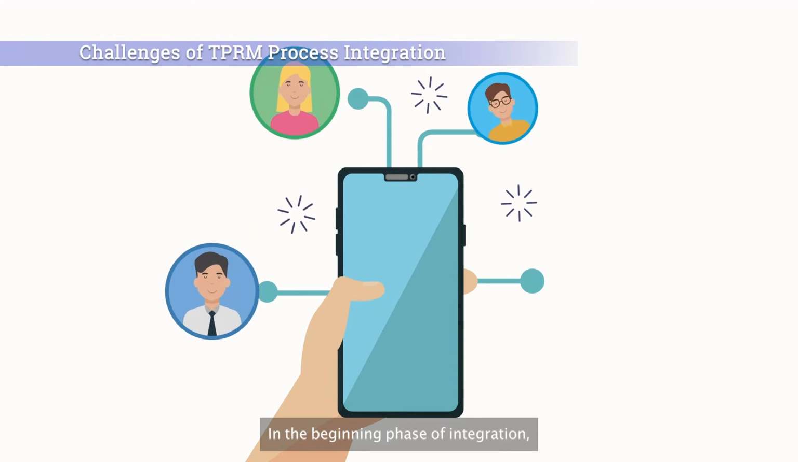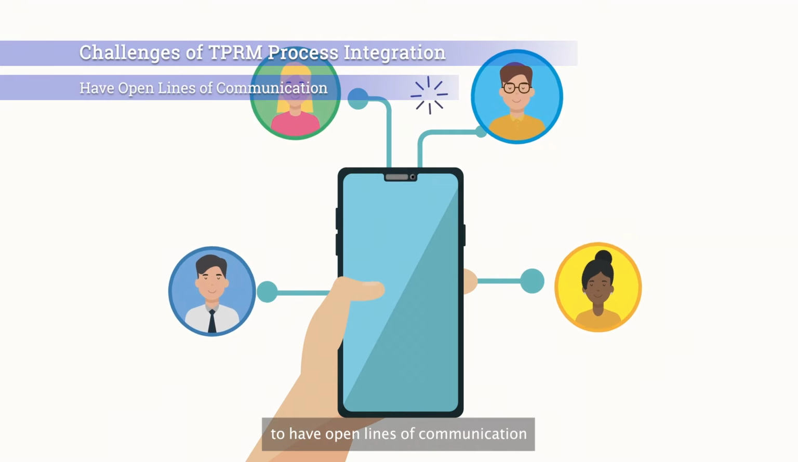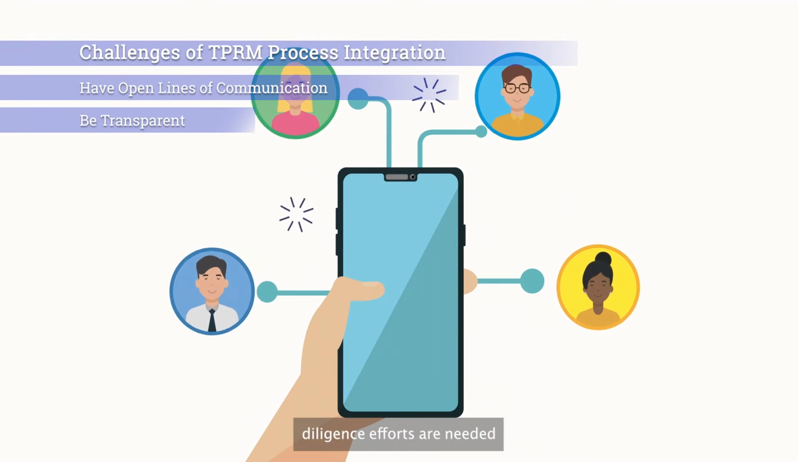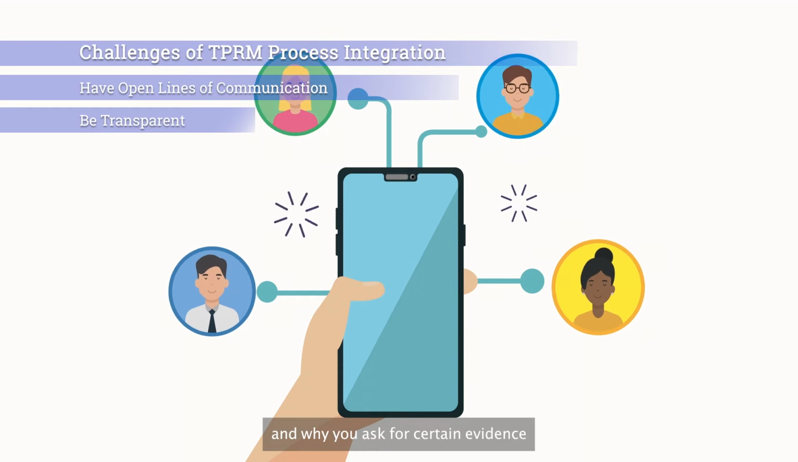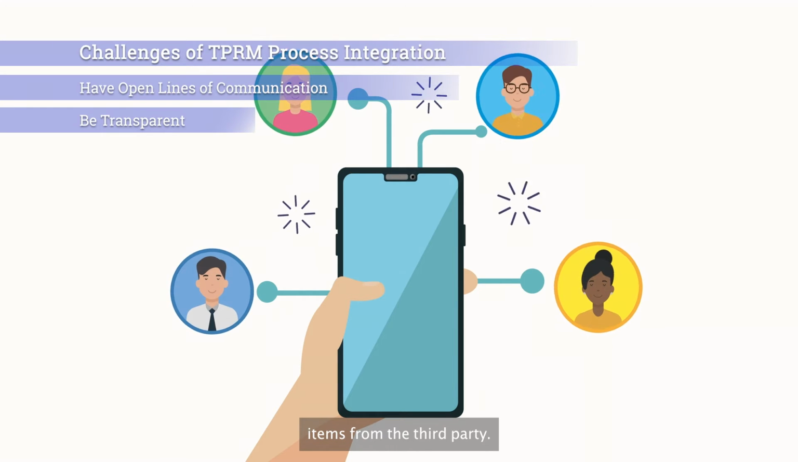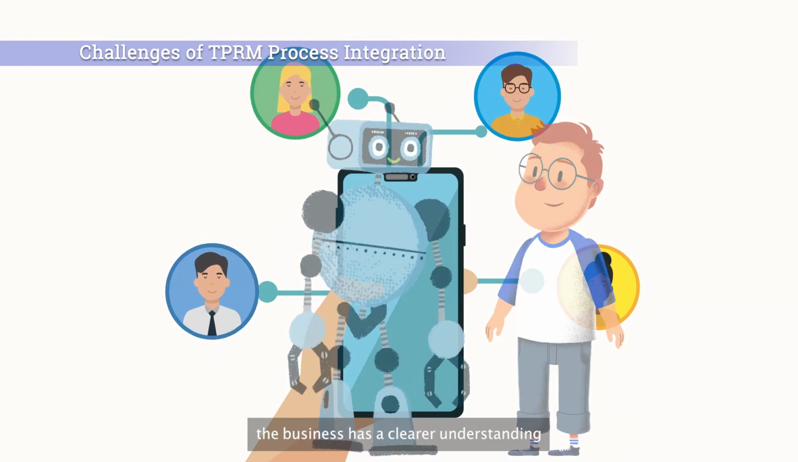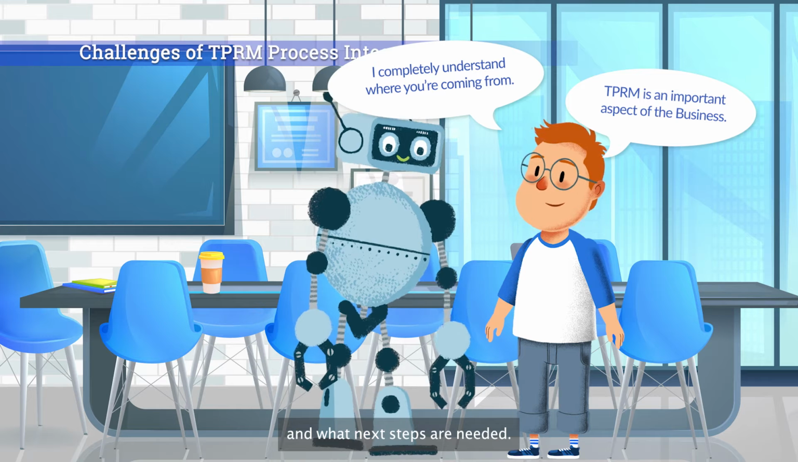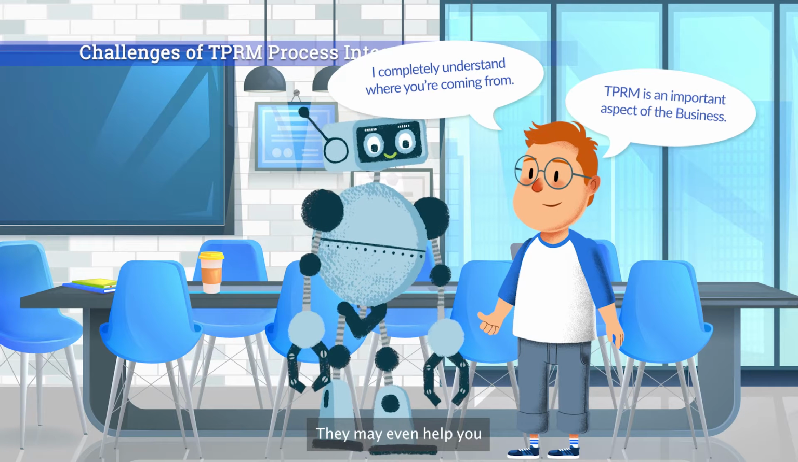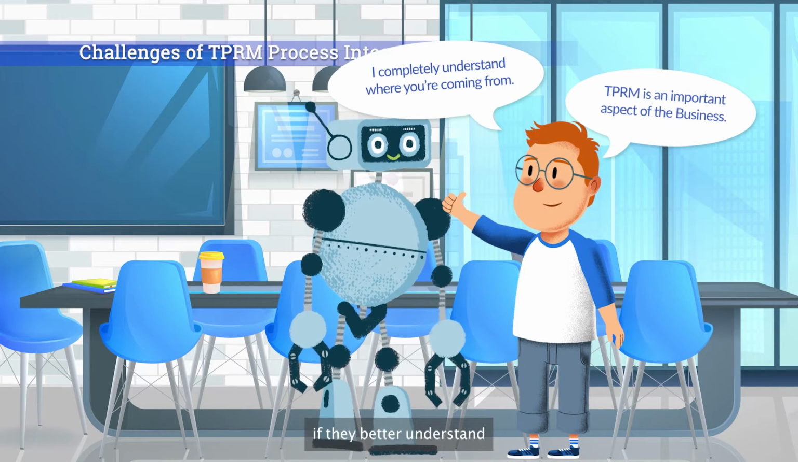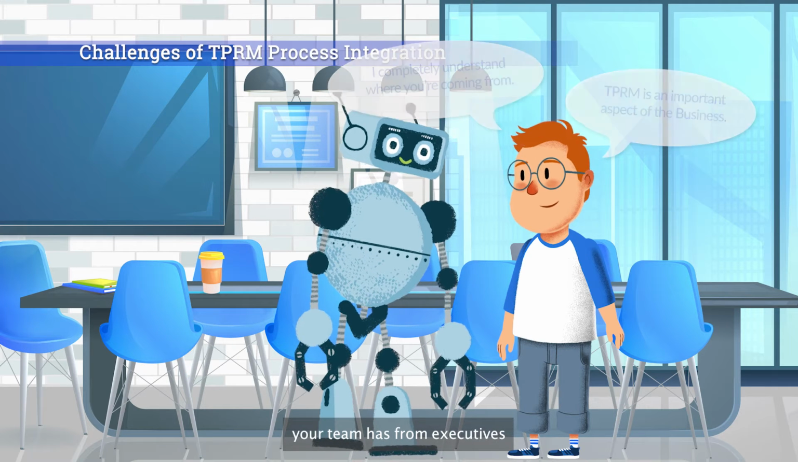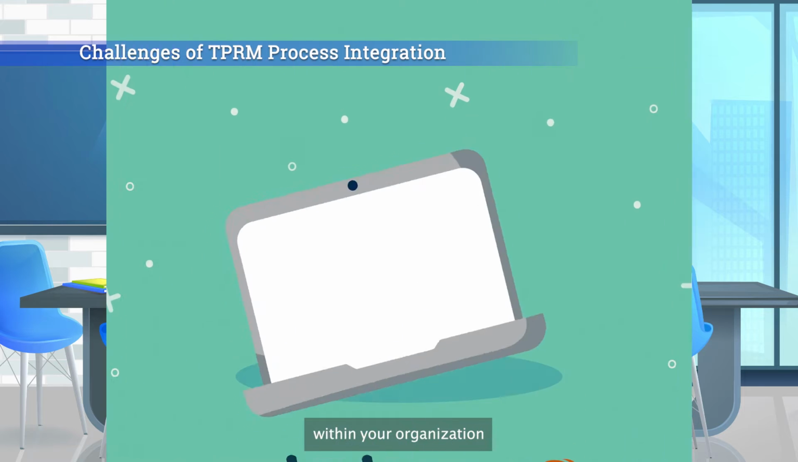In the beginning phase of integration, it is important to have open lines of communication and be transparent about what due diligence efforts are needed and why you ask for certain evidence items from the third party. This ensures the business has a clearer understanding of where the third party risk may lie and what next steps are needed. They may even help you champion certain discussions if they better understand the risk, as well as the support your team has from executives within your organization.